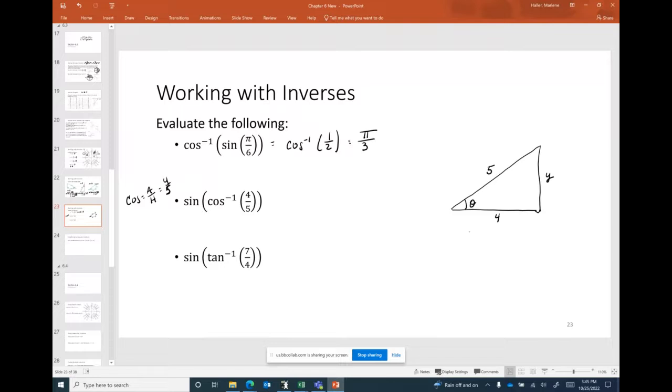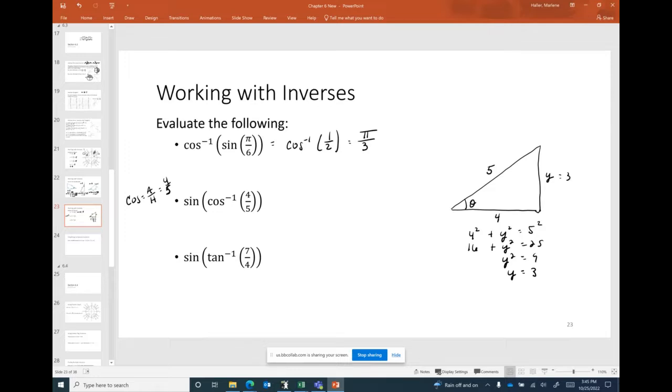Let's do it with the Pythagorean theorem. 4 squared plus y squared is 5 squared, right? So 16 plus y squared is 25. Subtract the 16. y squared is 9. So y then is the square root of 9, or 3. Can it be negative 3? No, I'm up here in quadrant 1, so I know it's positive 3.